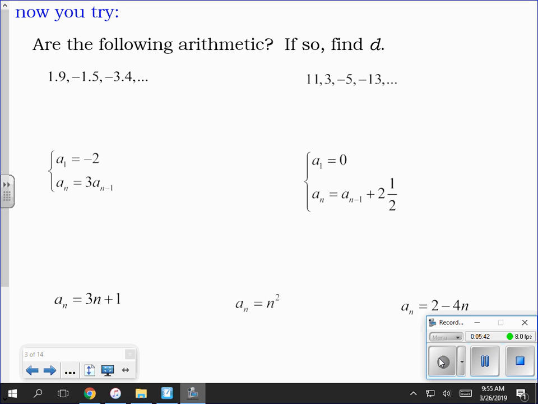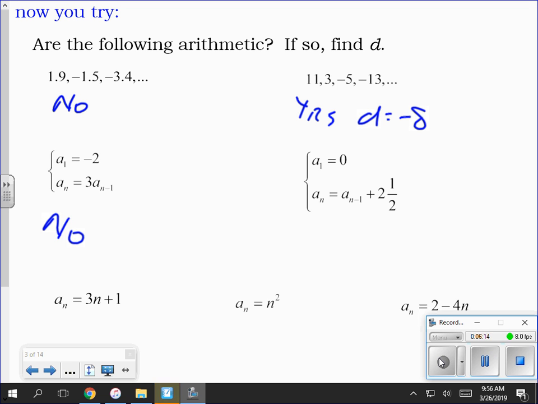Okay, let's take a look at these. So the first one is not, if you take negative 1.5 and subtract 1.9, you get negative 3.4. Negative 3.4 minus negative 1.5 is not going to give you negative 3.4 again. This one is a no. This one is a yes. And my D is negative 8. I go down 8 each time. This one is a no.